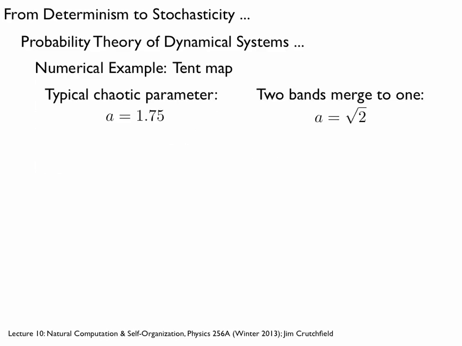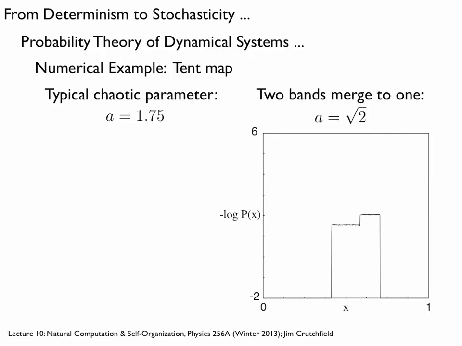Okay, so now some examples here, maybe to test our intuitions. Well, we just did this case: two bands merged to 1. That was at square root of 2. What I'm going to show you is to start with some initial condition, iterate a whole bunch of times, and make a histogram. So this is what you get, which is what we just calculated. It's two step functions. The boundary between the two pieces is right at that unstable fixed point.